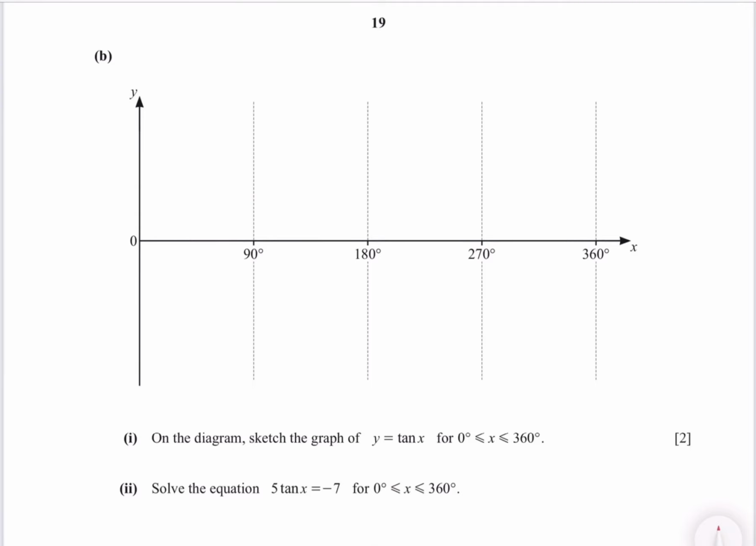Part B, we have to sketch the y is equal to tan of x graph. So first line is like this. After 90, bring it towards 180 and then go upward, and after 270 again from down to 360.